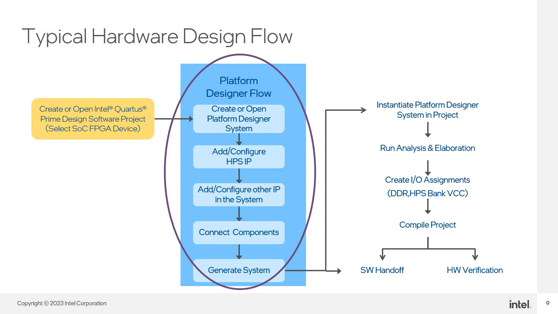To configure the hard processor system in the SoC FPGA, you can use Intel Quartus Prime software and Platform Designer. The system generation in Platform Designer and project compilation will generate the necessary files for software handoff and hardware verification. These files are necessary for the development of the rest of the flow. The settings inside the Platform Designer system affect the device configuration and HPS booting.